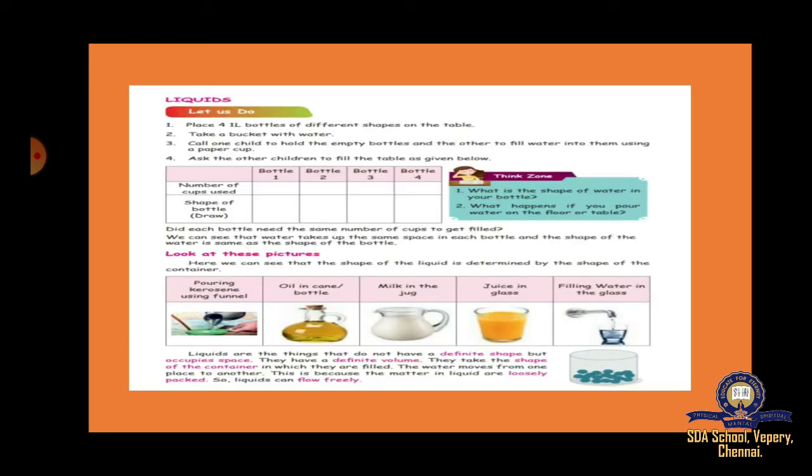Now let us see the liquids. Liquids do not have a definite shape, as I said, but they occupy some space. That's why they have a definite volume. How do they occupy it? If you pour water into a jug, a bottle or a glass, they occupy the space inside that, so they have a definite volume. They take the shape of the container and have a definite volume.